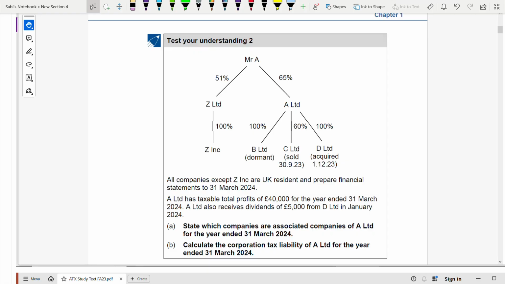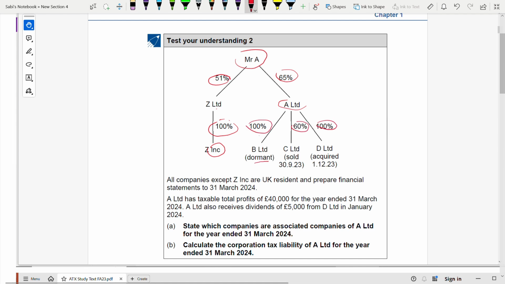So before we move on to the payment of tax, let us do a question. Test your understanding 2. In test your understanding 2, you can see Mr. A is having 51% in Z, 65% in A. So they are associated. But Mr. A can't form a part of a company. He's an individual. Then Z is having 100% in Z Inc. Inc means it's overseas. This is dormant, but having 100%, 60%, 100%. So everywhere there's a control and all are associates. This has been sold and this has been acquired on this date.